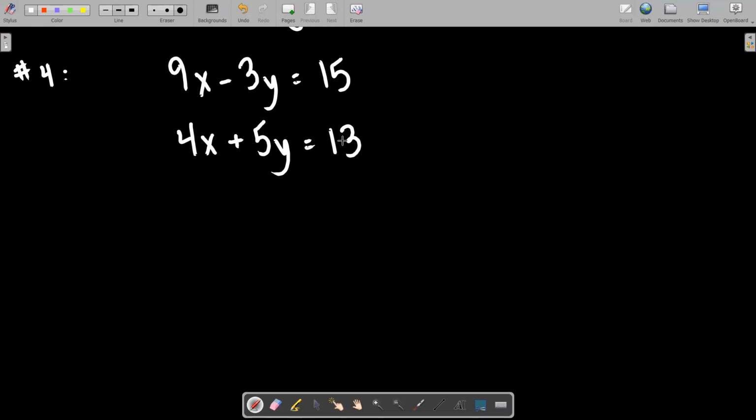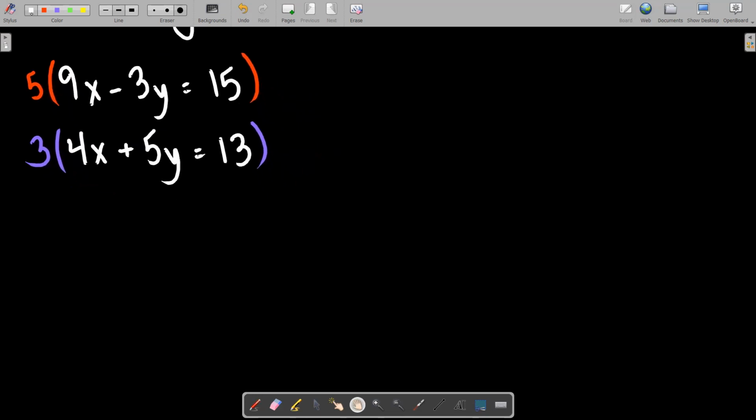Correct. And I assume you said that because the signs are already staggered, right? Because a negative and a positive is always going to be more attractive to me because then when I multiply, I don't have to tinker with signs. So what can the 3 and the 5 both be turned into? Right. So we're going to multiply the top by one thing and the bottom by something different. What are you going to multiply by on the top? 5. And on the bottom? Okay. So what is our new top equation going to say?